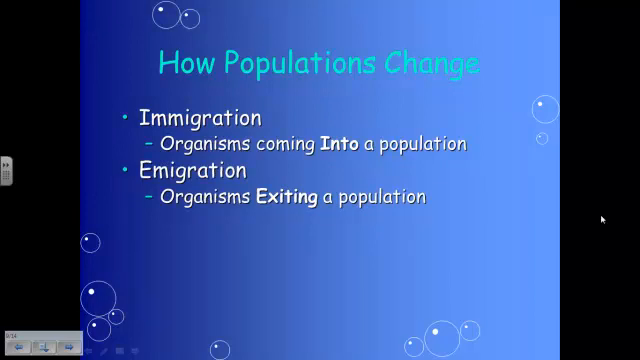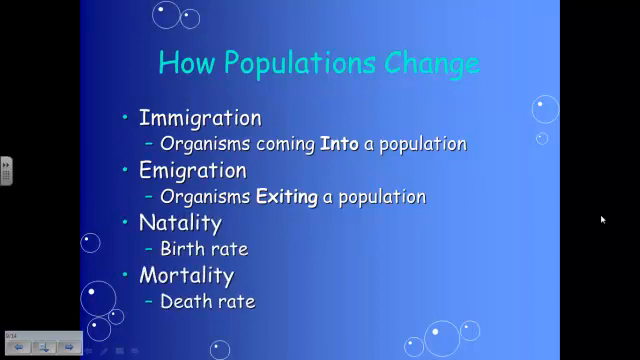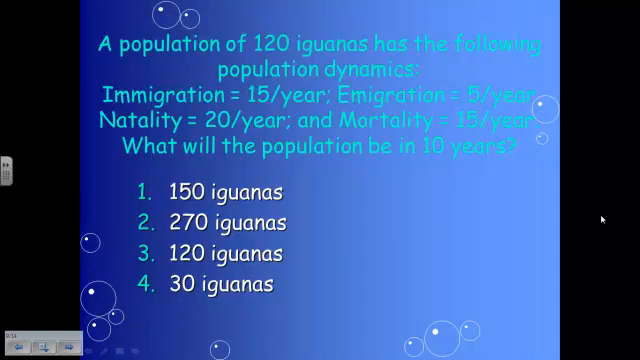A simple way to remember this is just by taking a look at what the first letter is of these. In immigration, they're coming in. In emigration, they're exiting. Natality, this is the birth rate. And mortality, death rate. And when we take a look into these, this is how we measure how a population changes. So here's a little bit of math for you. Please pause, take a read, and answer the question.